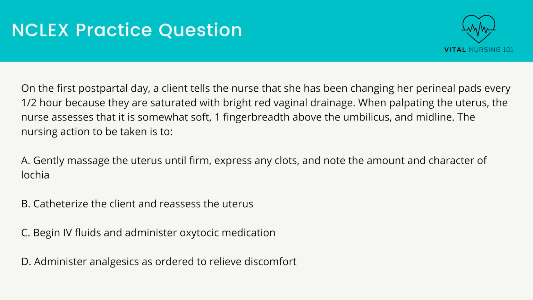On the first postpartal day, a client tells the nurse that she has been changing her perineal pads every half hour because they are saturated with bright red vaginal drainage. When palpating the uterus, the nurse assesses that it is somewhat soft, 1 finger breadth above the umbilicus and midline. The nursing action to be taken is to gently massage the uterus until firm, express any clots, and note the amount and character of lochia. Catheterize the client and reassess the uterus. Begin IV fluids and administer oxytocic medication. Administer analgesics as ordered to relieve discomfort.